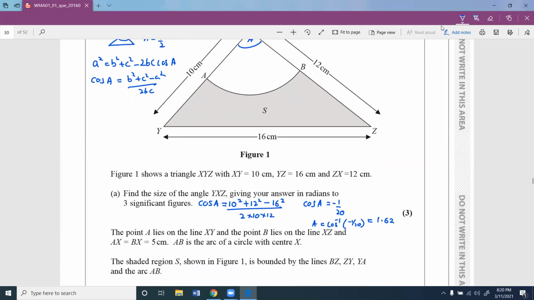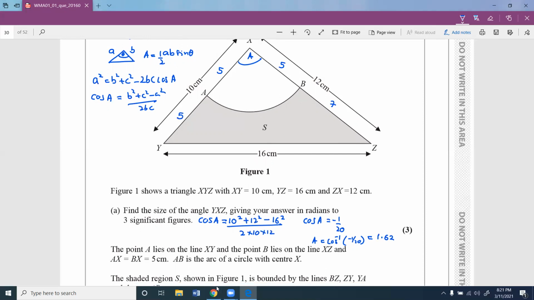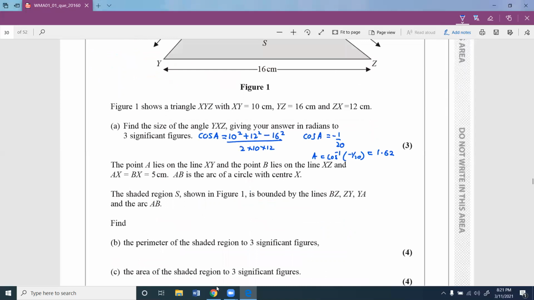Then they mention point A lies on XY. The point lies on X, which is already mentioned, where AX and BX are 5. This is 5, this is 5. With this information, you can write this is 5 and this is 7. The shaded region S is shown in the diagram, bounded by these facts. Find the perimeter of the shaded region and the area of the shaded region.